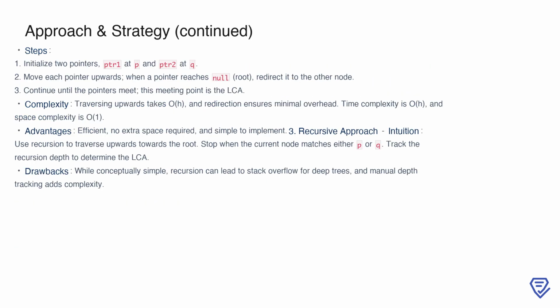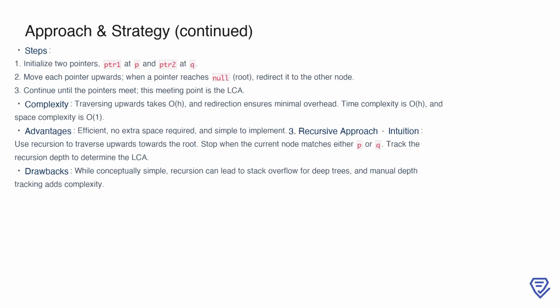To implement the two-pointer technique, we begin by initializing two pointers, one starting at node P and the other at node Q. Next, we move each pointer upwards through their respective parent pointers. If a pointer reaches null, indicating that it has traversed to the root, we redirect it to the other node's starting position.